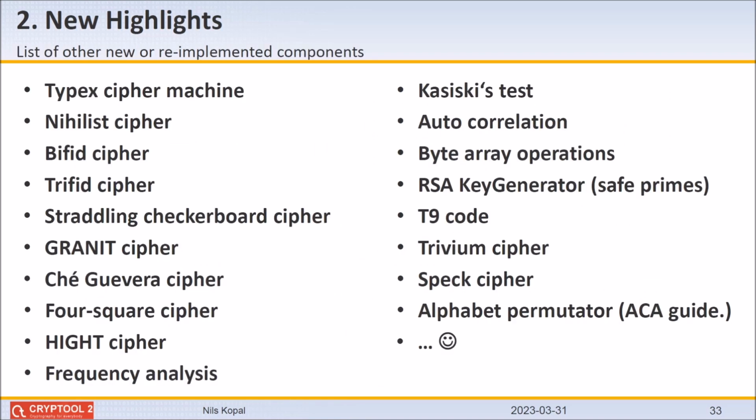And here is a list of other new or re-implemented components that I didn't want to make additional screenshots of or add to this talk, like TypeX, Cipher Machine, Nihilist, Bifid, and so on. You can see this large list, and probably I also missed a few components when I compiled this list.